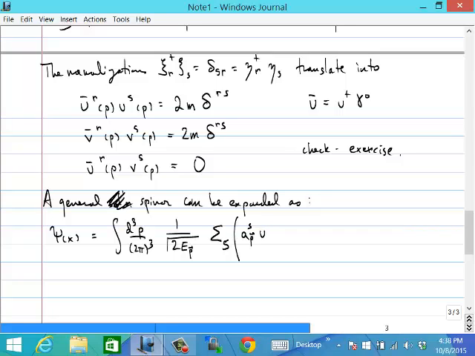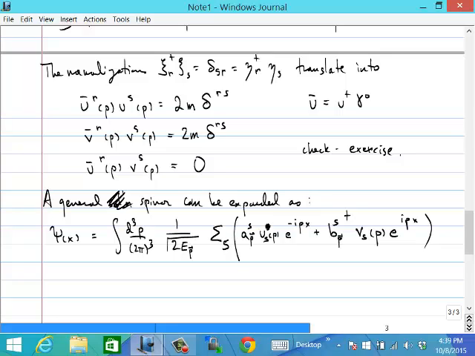And so we'll call the coefficients in this Fourier expansion a_p^s and b_p^s dagger. Here, all I'm doing is writing down the general expansion of an arbitrary 4-component spinor in terms of the basis of solutions that we constructed above. Okay, so there's the expansion for psi.